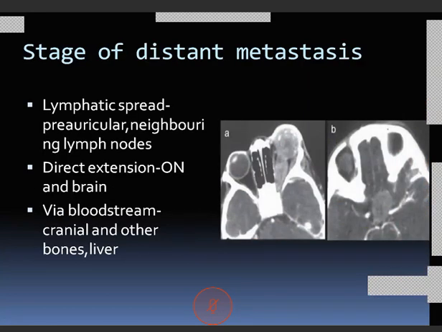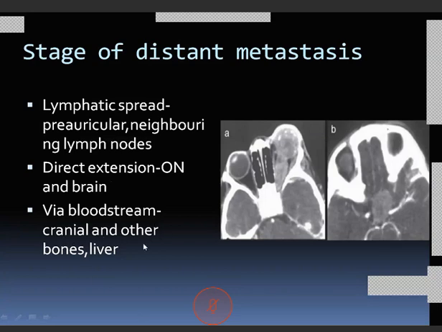And then the stage of distant metastasis. That can occur by lymphatic spread to the preauricular or neighboring lymph nodes, or by direct extension via the optic nerve to the brain, or via the bloodstream it can spread to the cranial and other bones and the liver. So lymphatic spread to the preauricular lymph nodes and neighboring lymph nodes, and then direct extension via the optic nerve to the brain.